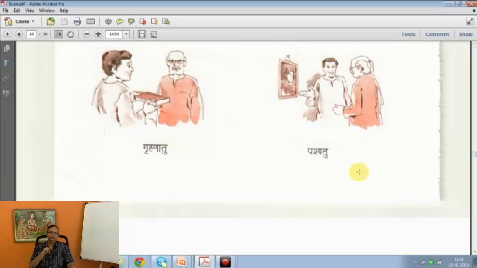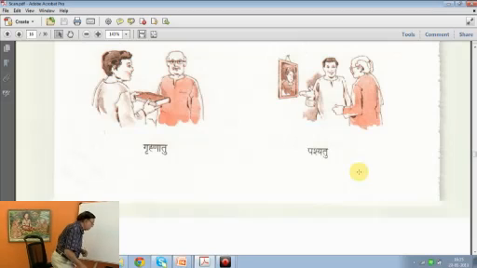In the previous pages we have seen tvam agaccha. What is the difference between tvam agaccha and bhavan agacchatu? Tvam agaccha is not respectful, whereas agacchatu is respectful.